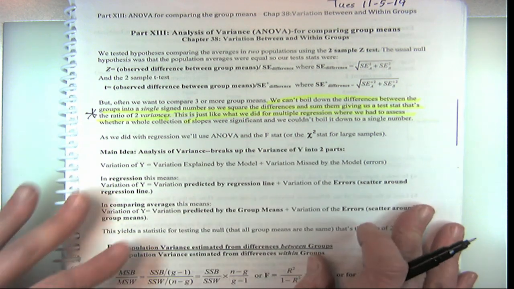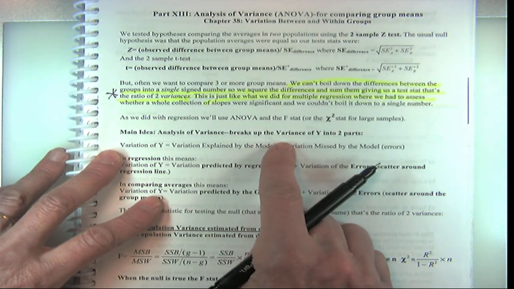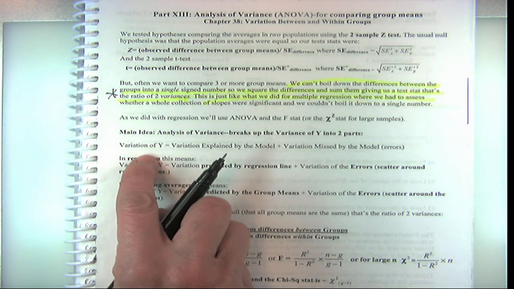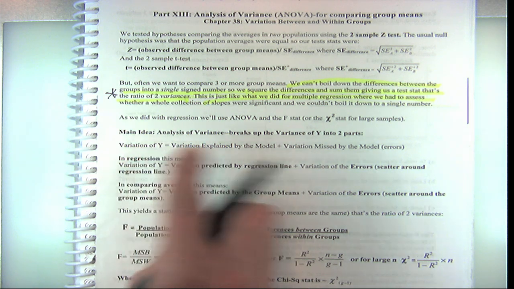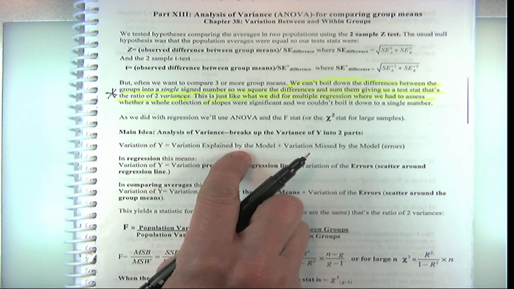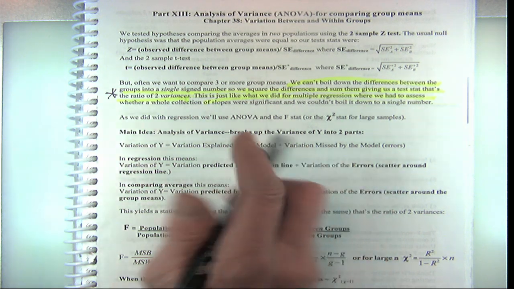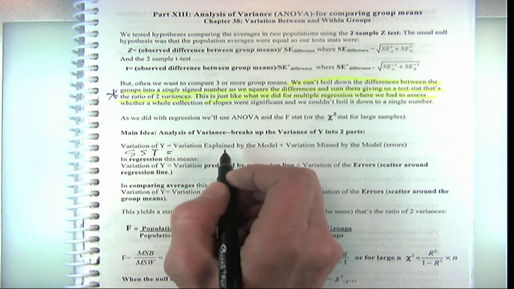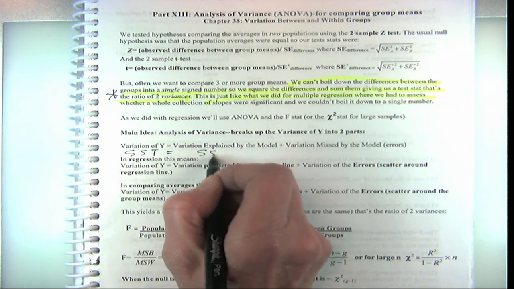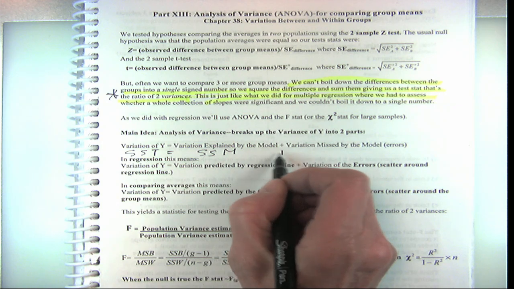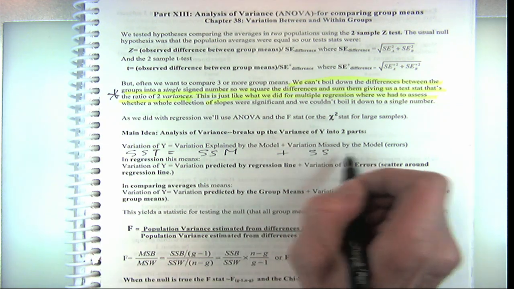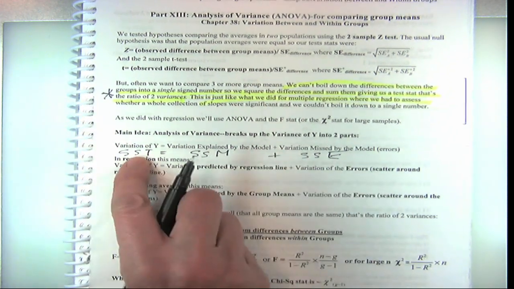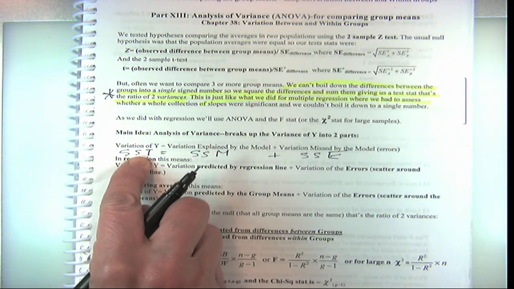All right? And we're going to do this same thing we've done before. The main idea, you break up the total variation of the y's, we've been calling that SST, into the part explained by the model and the part missed by the model. This is what we've been doing. No different. It's just a special case of this. So we're going to have the sum of squares explained by the model plus the sum of squares that's left in the errors.